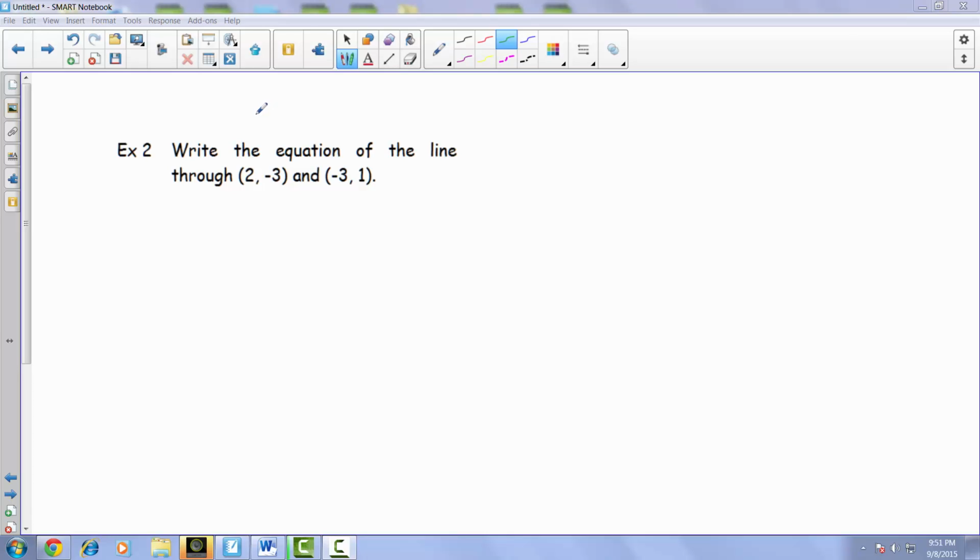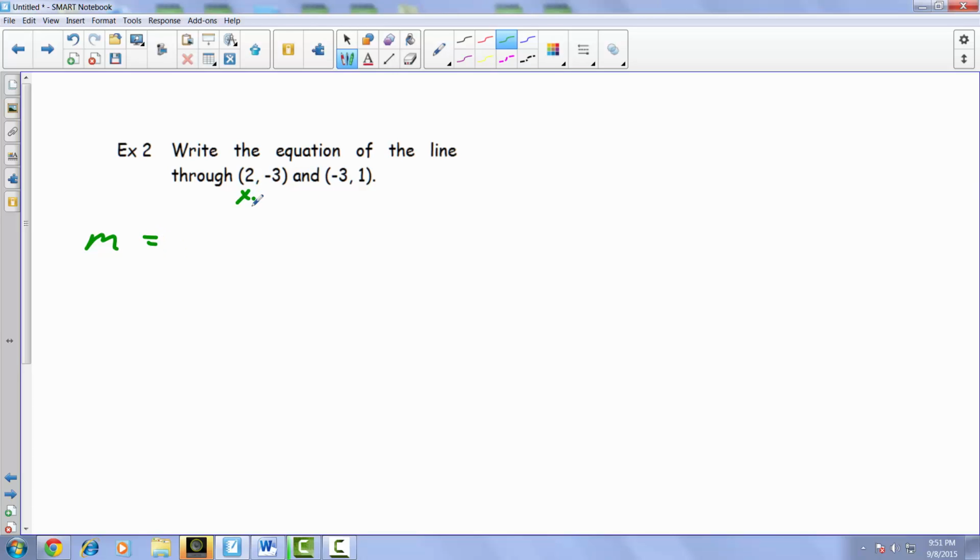Here we are at example 2 from our 2.4 number 1 set of notes. We're asked to write the equation of a line that passes through this point, (2, -3), and this other point, (-3, 1). Well, as we always know, anytime you have 2 points, you can always go ahead and find the slope of those 2 points.